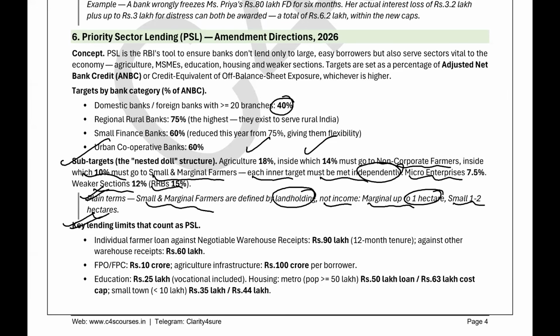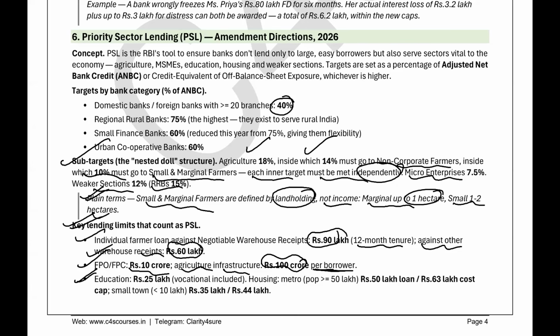Now, key lending limits that count as PSL. Please have a look. This can be asked in your prelims as well as mains. Individual farmers loan against negotiable warehouse receipts is rupees 90 lakh. 12-month tenure against other warehouse receipts is rupees 60 lakh. FPO and FPC is rupees 10 crore. Agriculture infrastructure is rupees 100 crore per borrower. How much? 100 crore per borrower.